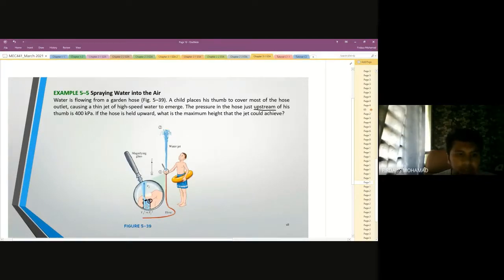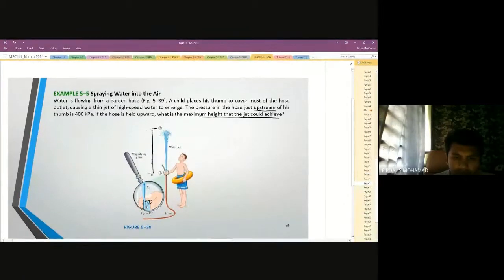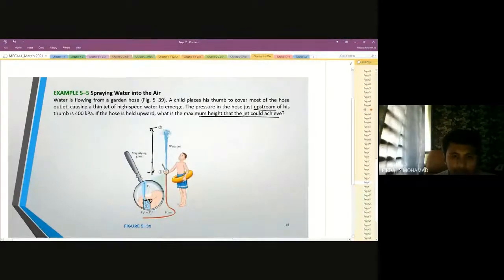Okay, and then if the hose is held upward, what is the maximum head that the jet could achieve? Okay, so maknanya dia nak berapa tinggi ni? Sampai point 2 ni. How much Z2 minus Z1 ataupun H ni. Dia nak berapa tinggi air boleh dapat dengan 400 kilopascal pressure. Kita boleh guna tak Bernoulli equation?